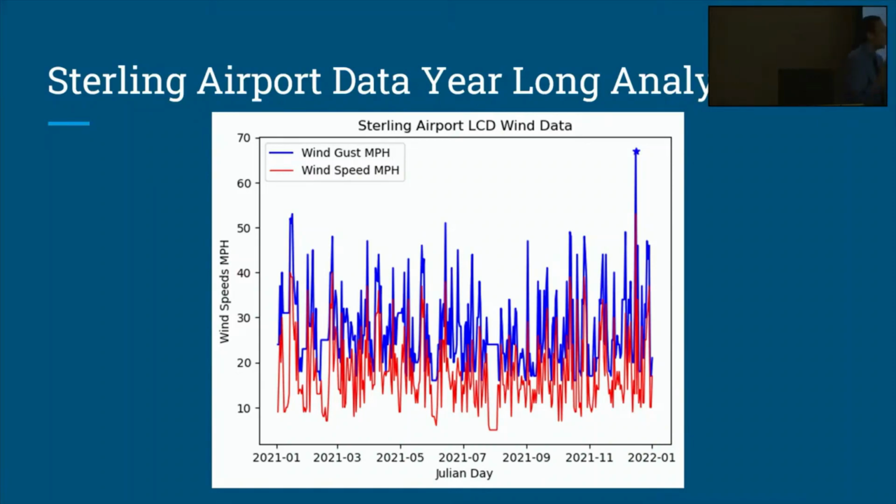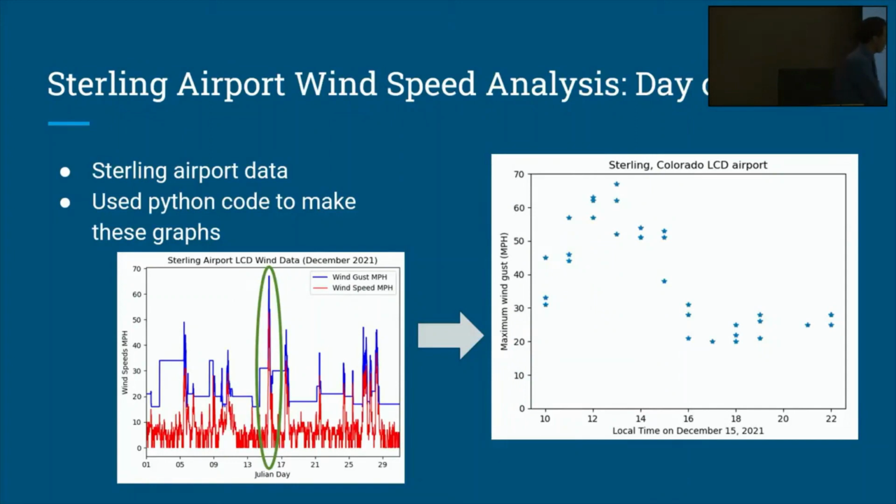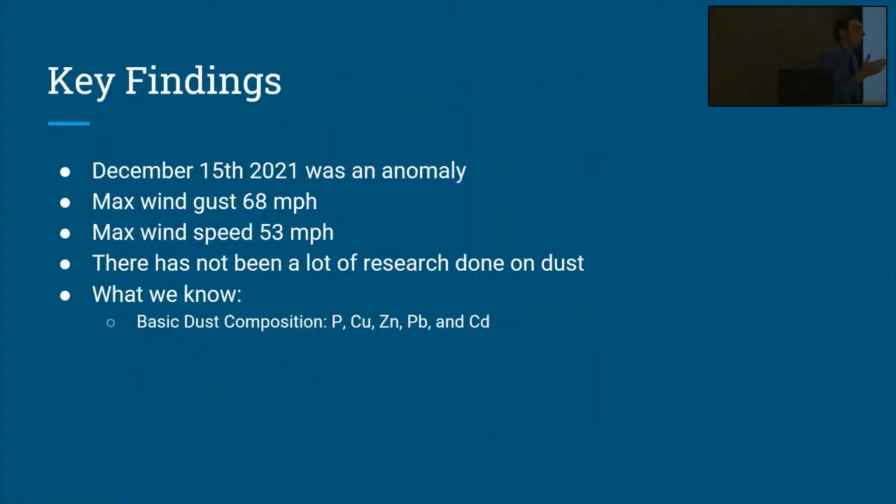So what I did is I just looked at the month of December, and luckily the 15th is the date of that anomaly, so I could break that down even further and get the maximum wind gust speed and the maximum wind speed. So what are the results of this dust storm? December 15th was an anomaly. The maximum wind gust was 68 miles per hour. The maximum wind speed was 53 miles per hour, which is almost hurricane level wind speeds.